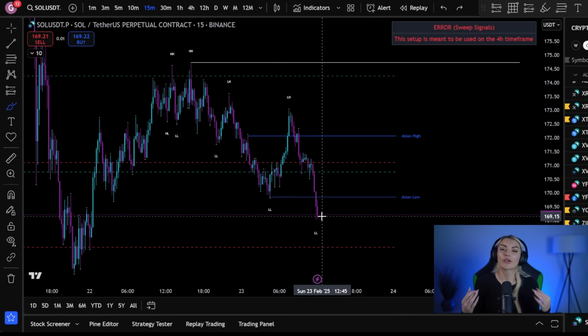But these are very, very basic indicators that anyone can use and can actually make sense of the chart.